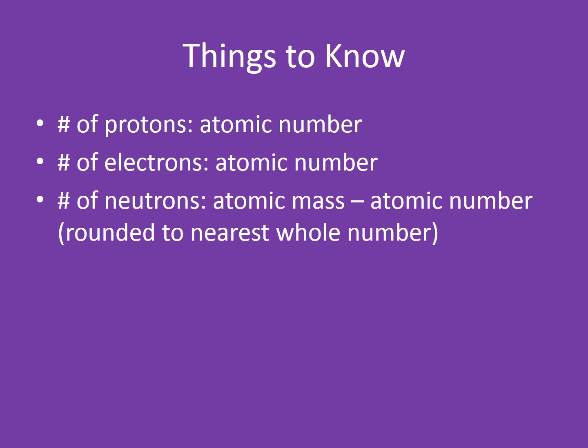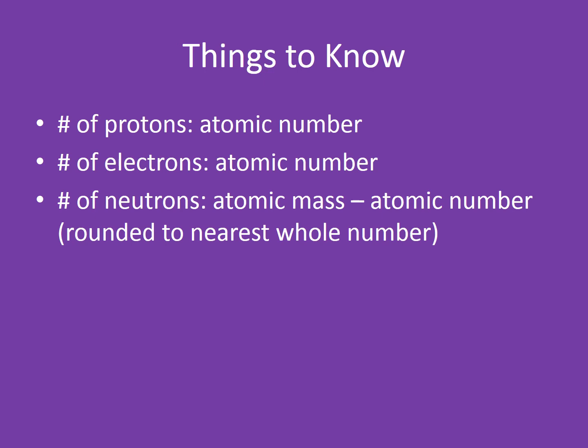So the big takeaways from today is knowing how to look at the periodic table and tell me the number of protons. Remember, that's going to be your atomic number. To know the number of electrons, remember that's also going to be the atomic number because those positives and negatives have to cancel each other out.